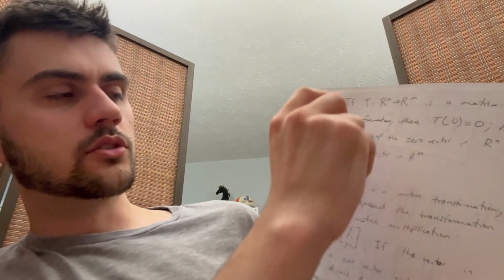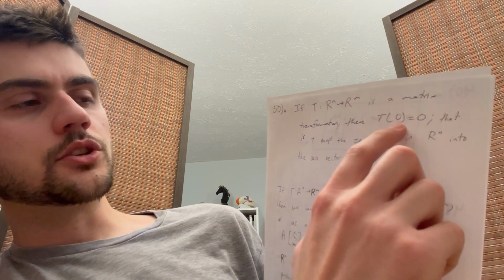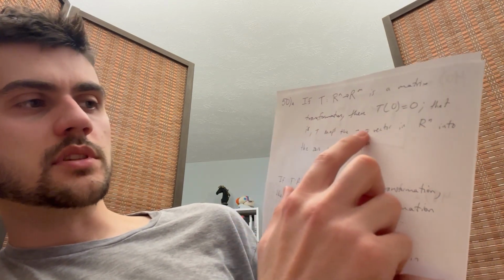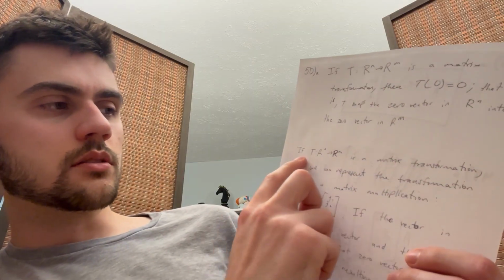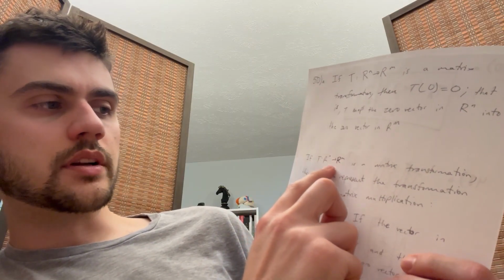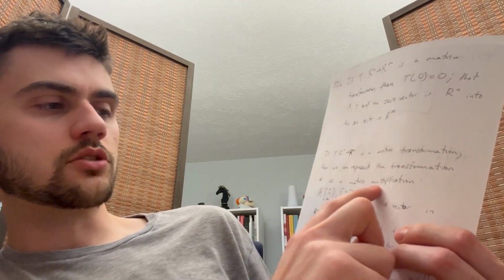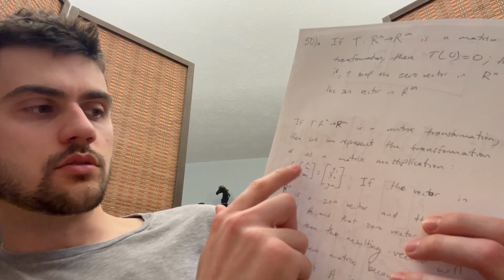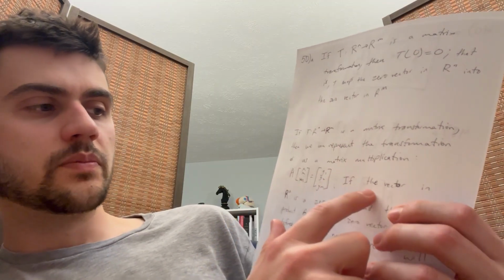Basically, we're trying to prove that if the transformation from Rn to Rm is a matrix transformation, then T of 0 equals 0. That is, T maps the 0 vector in Rn into the 0 vector in Rm. So if T, the transformation from Rn to Rm, is a matrix transformation, then we can represent the transformation as a matrix multiplication: A times the vector x1, x2, ..., xn equals y1, y2, ..., ym.